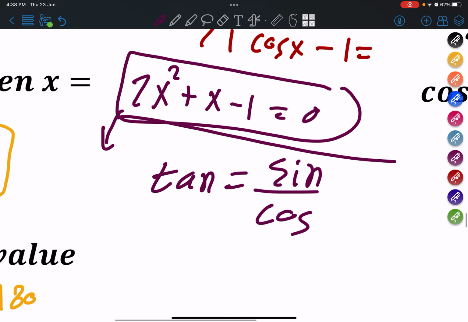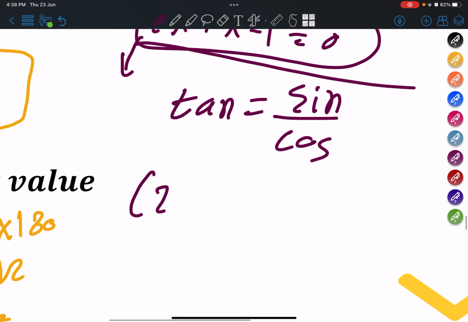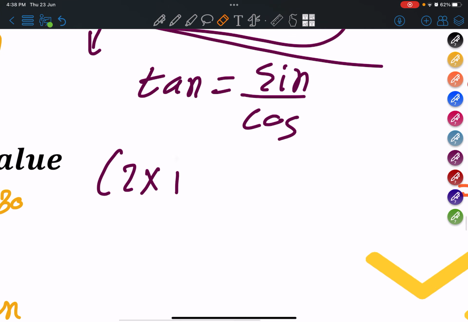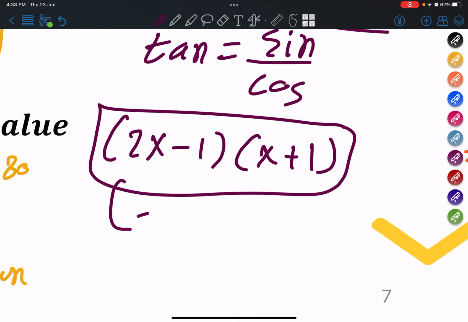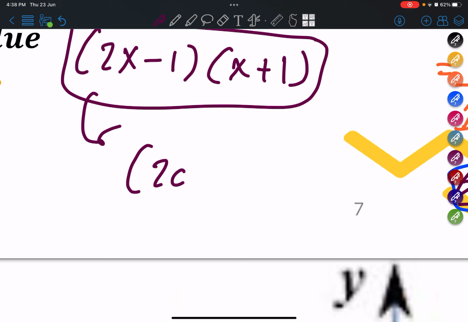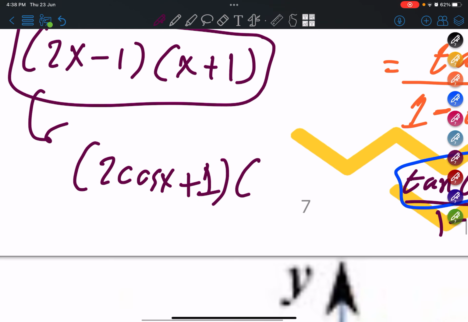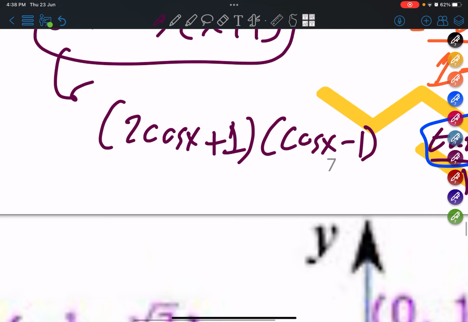How do we factor this? Well, basically we write 2x minus 1, I believe, times x plus 1. So let's write it this time with cosine. It will become 2 cosine x plus 1 times cosine x minus 1. Okay, now let's get the root of each of these.